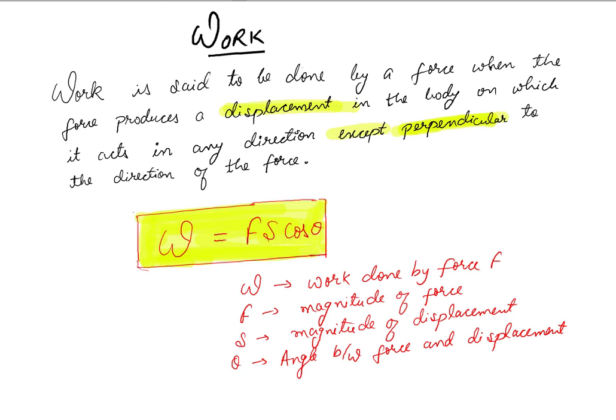In physics, work is said to be done by a force when it produces a displacement in the body on which it acts in any direction except the direction perpendicular to the direction of force. If W is work done by force, F is the magnitude of force, S is the magnitude of displacement, and theta is the angle between force and displacement, then work done W is defined as F S cos theta.